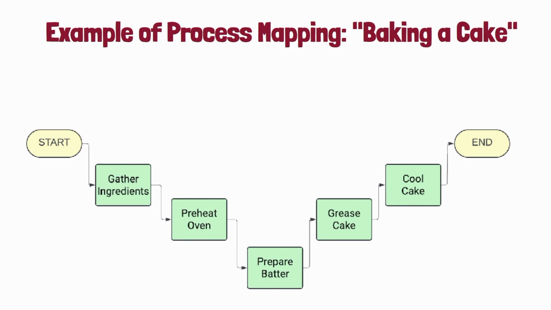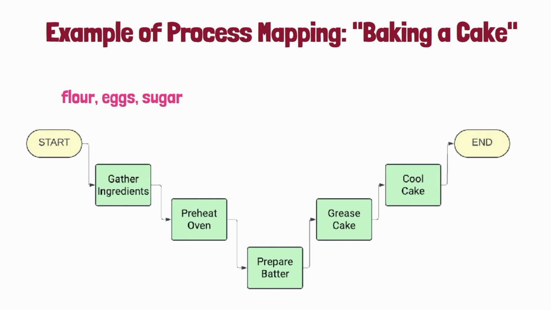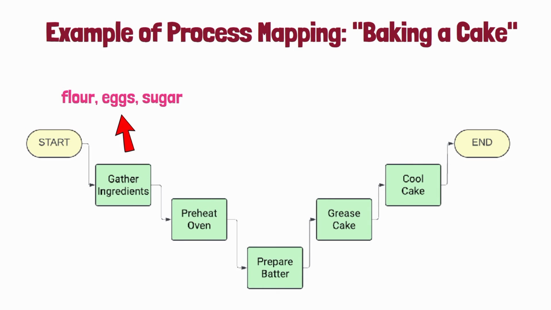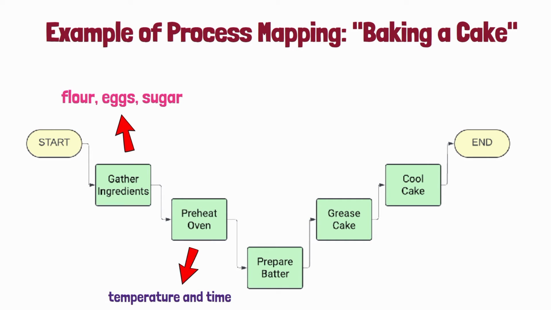Imagine you are baking a cake. A detailed process map is like writing down every single step from start to finish. First step is gather ingredients. Here we will write down each ingredient we need, like flour, eggs, sugar, etc. Second step is preheat oven. We will write down the temperature and time needed to preheat the oven.